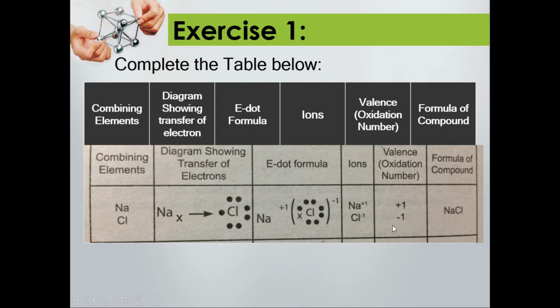Okay, positive 1 and negative 1. And the formula, if we use the crisscross method, this one will go here and this one will go here. But since they're both the same, when we get the sum of this, positive 1 plus negative 1, it will become 0 because of the sign. It will cancel out. And aside from that, we don't really write the subscript 1 in the formula. So that is why sodium chloride is this one.